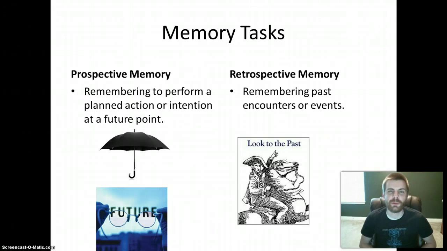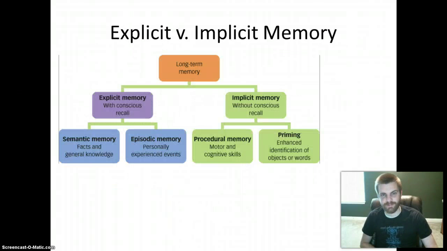There are also types of memory tasks that can be confusing. Prospective memory tasks deal with your ability to remember to perform something in the future, maybe even a planned action. For example, if it's raining outside, are you going to remember to grab the umbrella so you don't get soaking wet? Whereas retrospective memory is going to be remembering past encounters or events. For example, on the AP exam, you're going to try really hard to remember all the things covered by your teachers in your AP Psychology class.